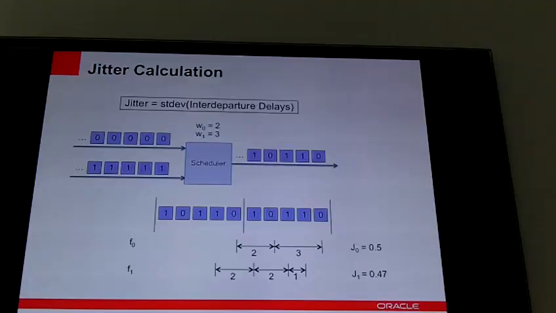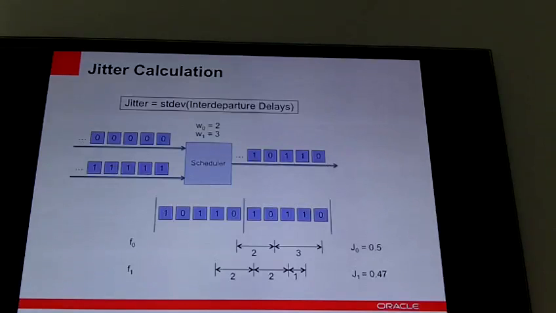For flow 0, we are looking at the distance between the first and the second packet, that's 3. And then for determining the next distance, we actually append another sequence. So we then look at the distance between the second packet in the first sequence and the first packet in the next sequence. So that distance is 2. So the distances for F0 are 2 and 3. The standard deviation of that is 0.5.